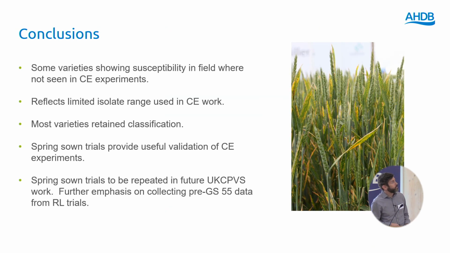So just to conclude, the spring sown trial showed that some varieties that were found to be resistant in the growth room experiments were actually susceptible in the field. This probably reflects the limited range of isolates that are used in the growth room experiments and the wider range of isolates seen in the field, and also the differing environmental conditions. But most varieties did retain their classification. There was only that one change.